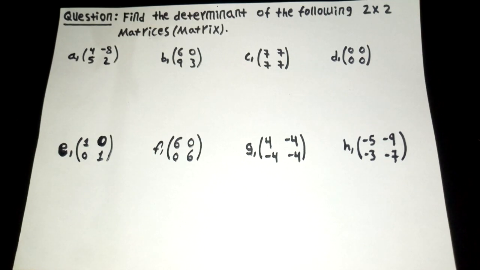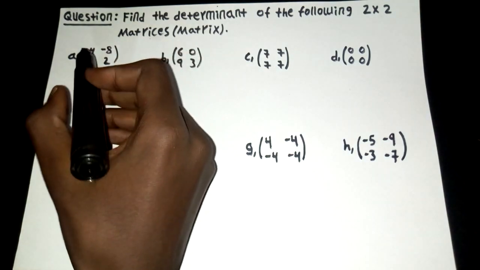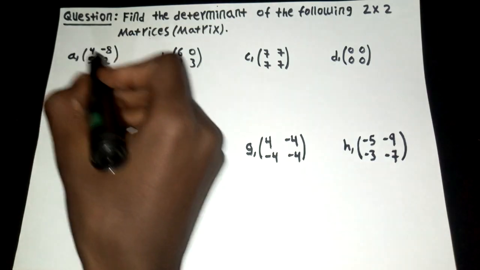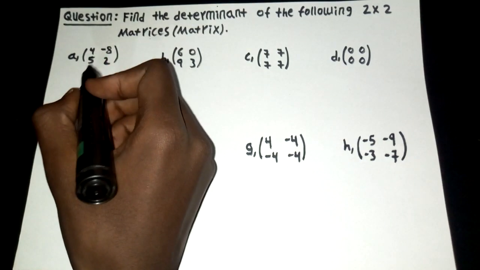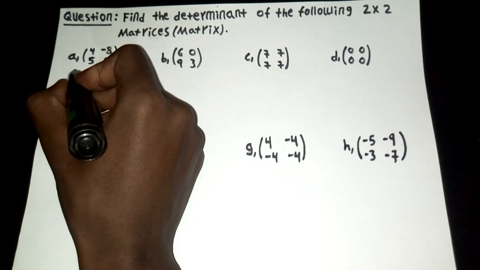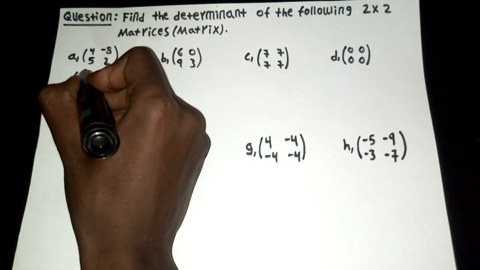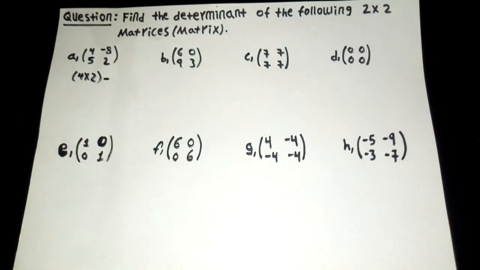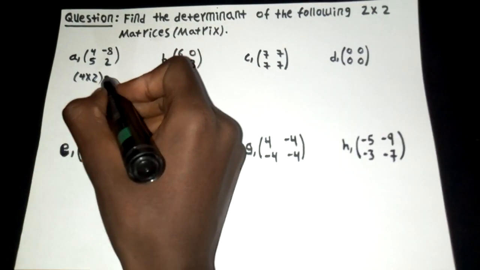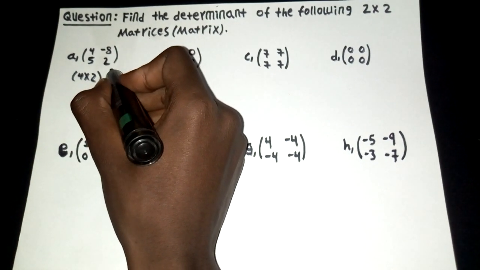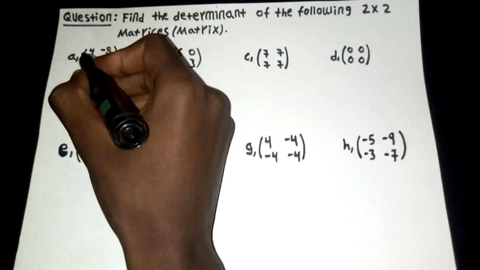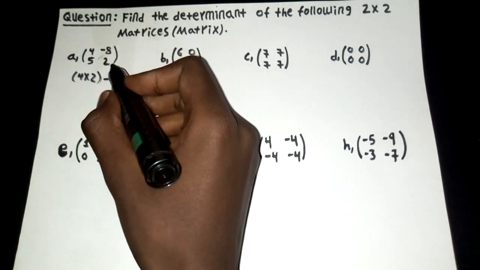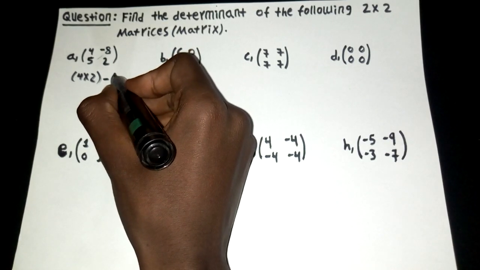To find its determinant, we should multiply 4 by 2, multiplying through crossway. So 4 times 2, then minus. Always after we multiply, we add a minus sign between them. Then we multiply the same way: 5 times minus 8.